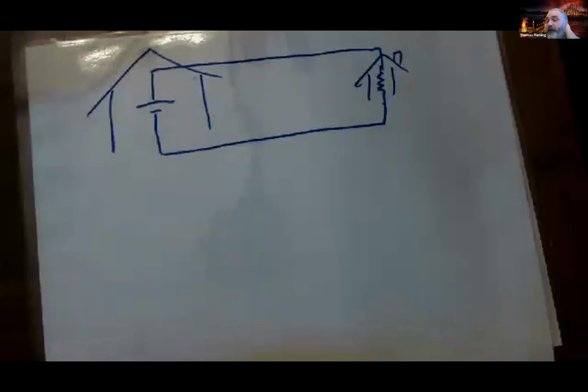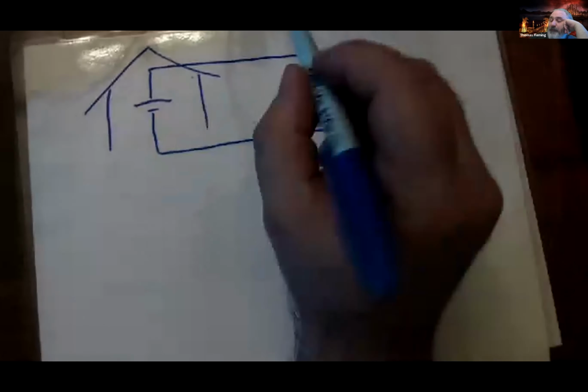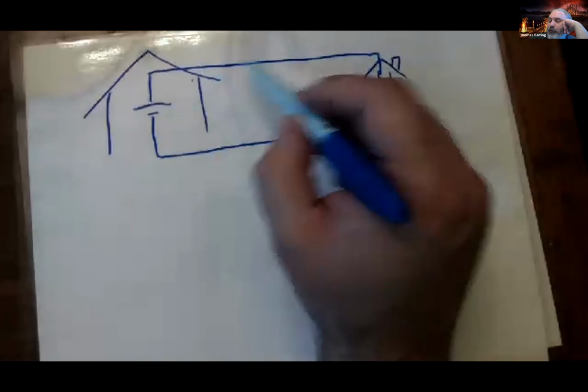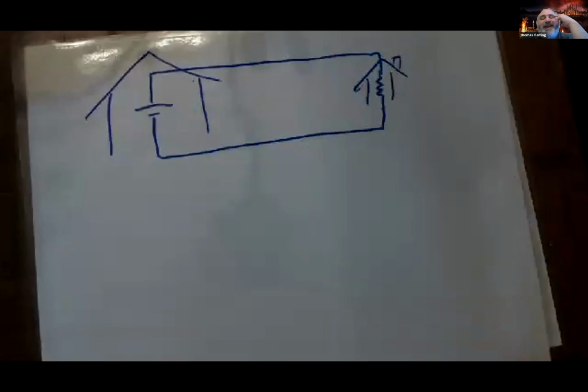Now, the issue is that normally, if I'm dealing with wires going from my battery to my resistor, normally the resistance of those wires is so small that I don't even really care. I pretend like they have no resistance, and life is great.